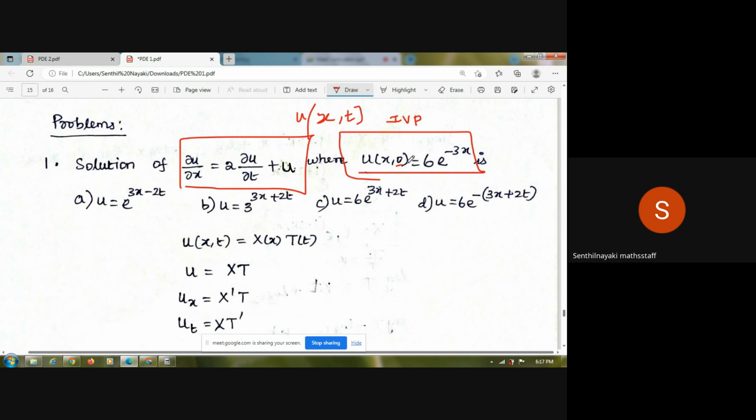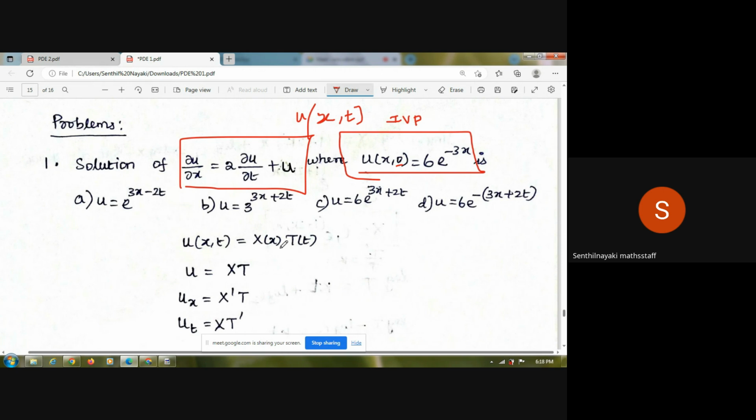Suppose any problem is solved with the help of boundary conditions, then that is called a boundary value problem. Sometimes problems have initial values as well as boundary values, because they are all needed for finding the solution of the particular PDE. So now we are going to see the solution procedure of this partial differential equation.